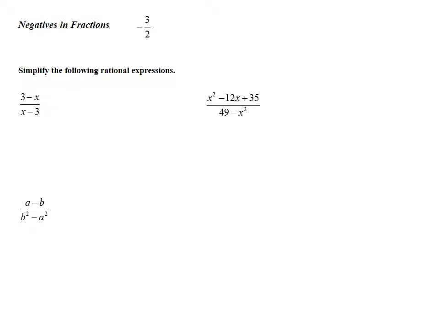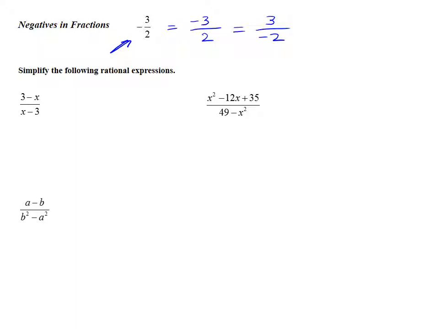As we work with rational expressions, basically fractions, we're going to see negatives come up quite a bit. And I wanted to remind you of how negatives work with fractions. Here's an example where we have negative 3/2. The negative's out front, but we could also write the negative in the numerator as negative 3/2, or we could write it in the denominator as 3 over negative 2. All three of these ways of writing the negative in the fraction are proper, and they're all equivalent.